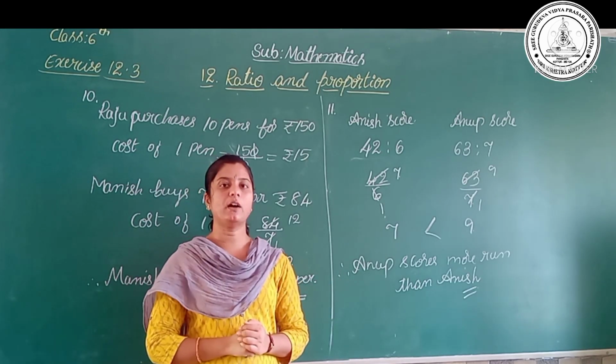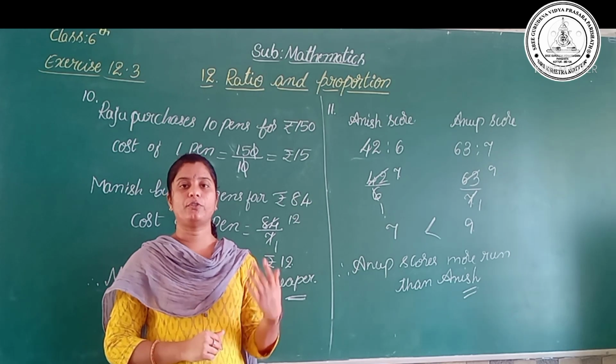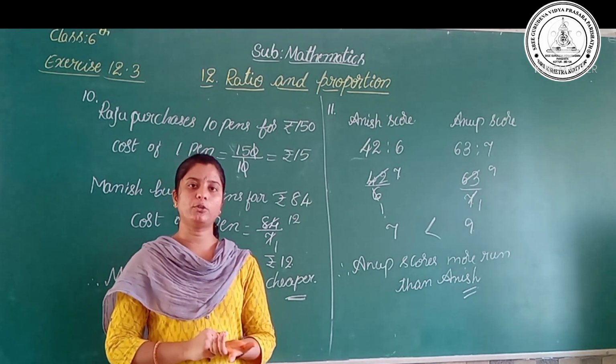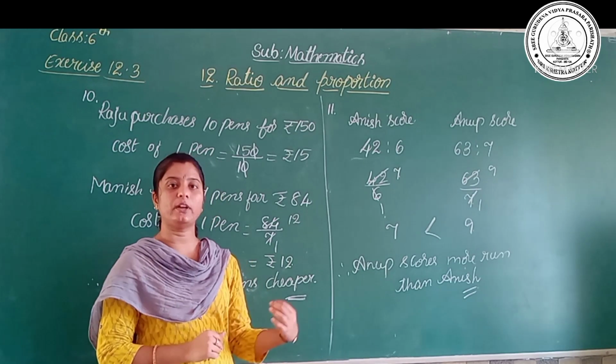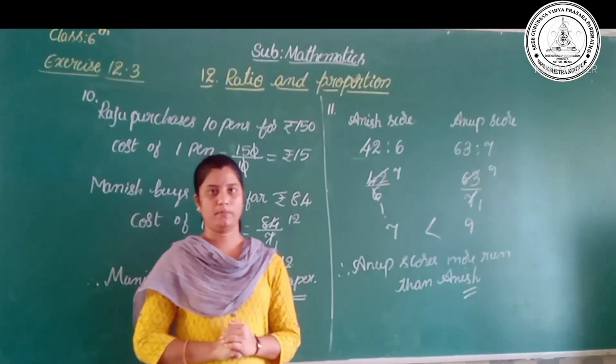After that we learned the unitary method. What is the unitary method? First we find the value of 1 unit, and after that we find the value of the required number of units. This method is called the unitary method.